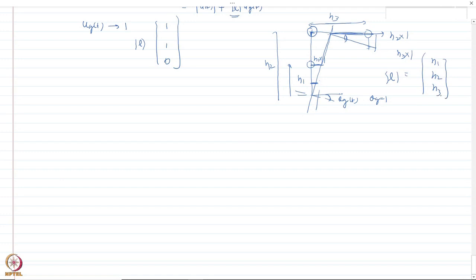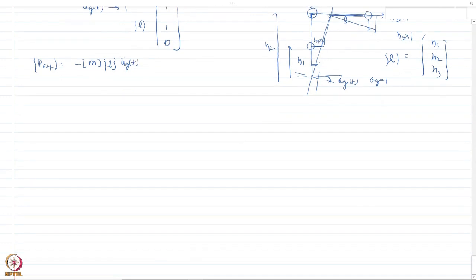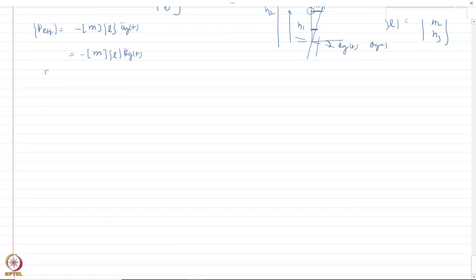Once we get the influence vector, we can find out the effective force vector as minus m times the influence vector times the ground acceleration, if it's a translational ground acceleration. If it's a rotational ground acceleration, then this would be L times theta g double dot (t). And we can write down our equation of motion as m u double dot plus c u dot plus k u, and this is equal to p effective.